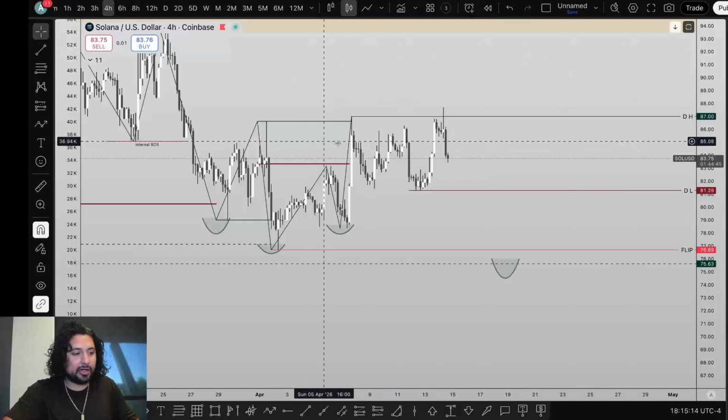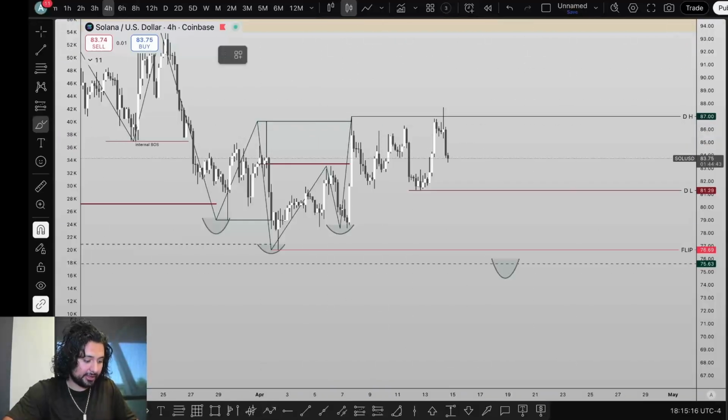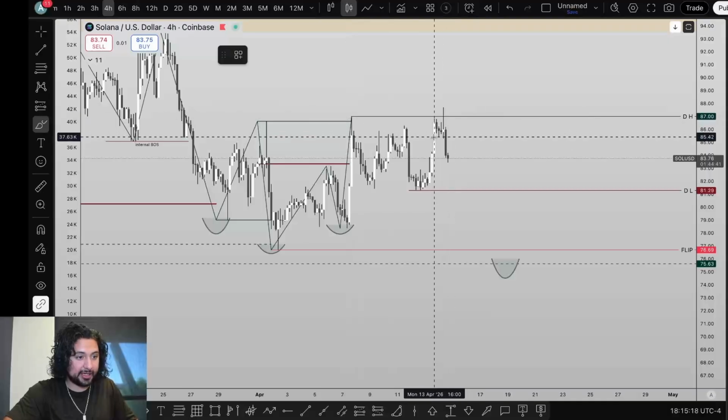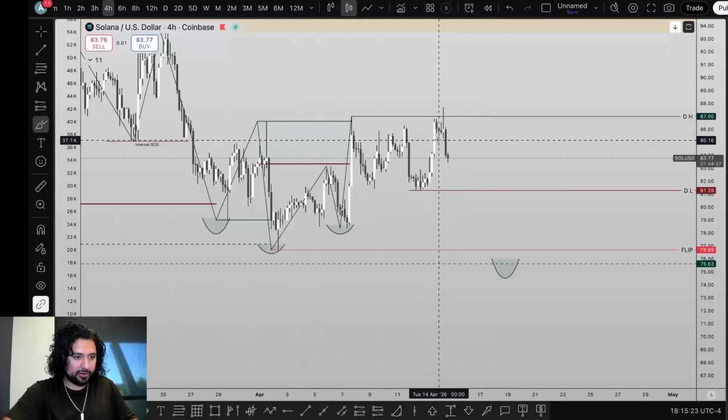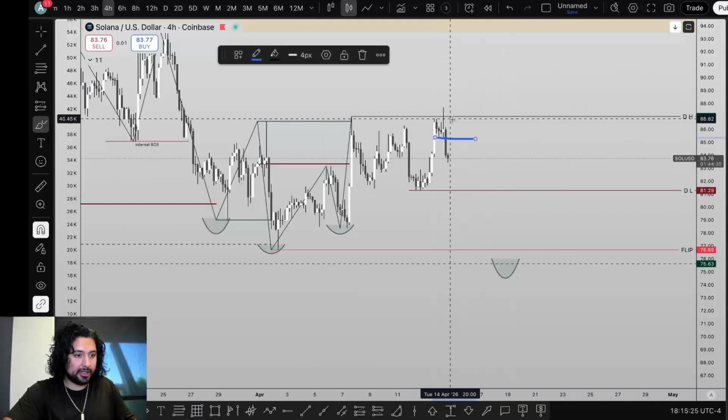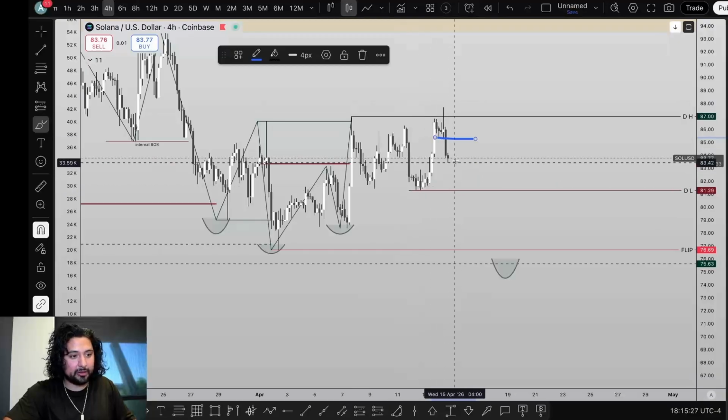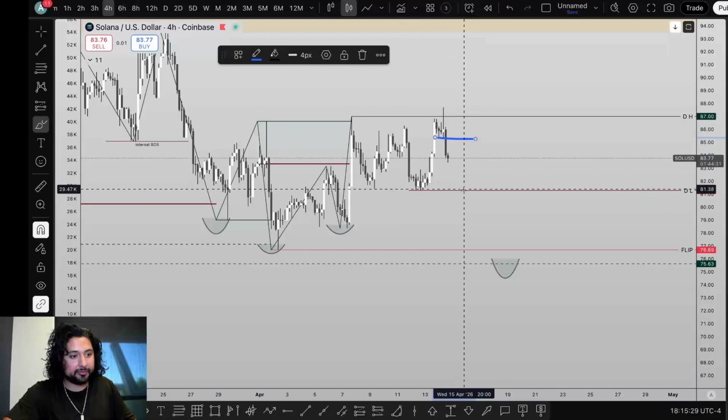Now when we zoom in to the 4-hour time frame, of course, right now at the time being, we SFP this high and we broke structure right here. We broke structure right here. So now the target of this would be the most recent low. So obviously now we're coming down to the daily low of 81.